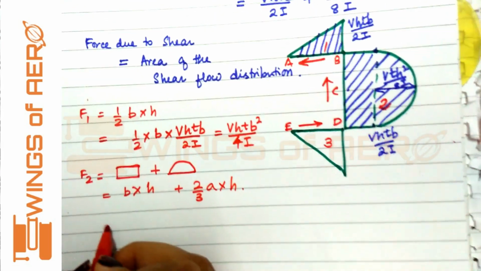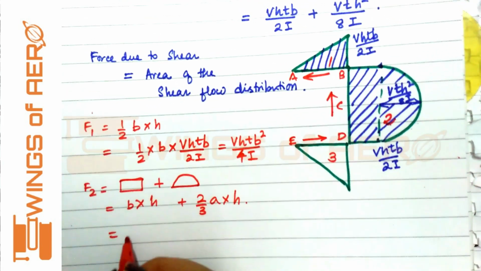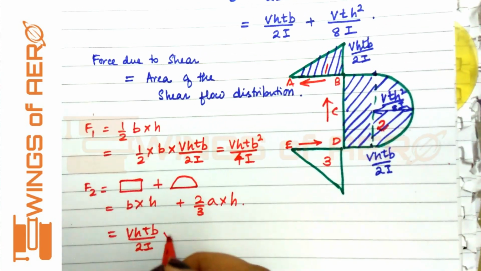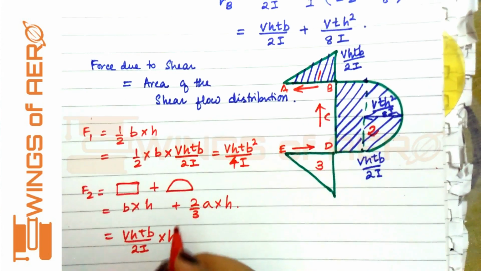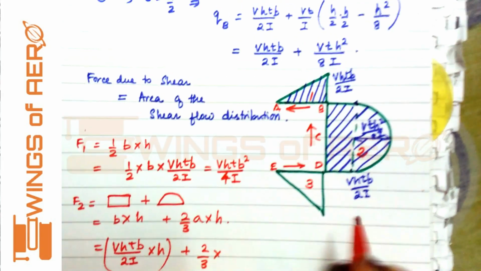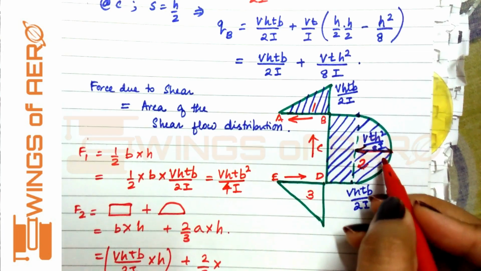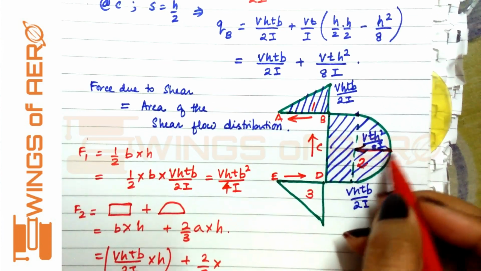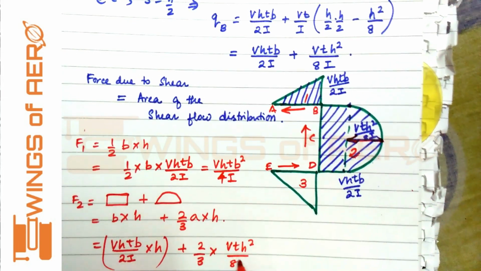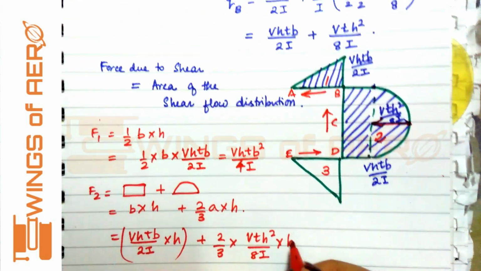Now let's apply it. What is B? B is this VHtB by 2I. And what is H? H is the height. Then we have 2 by 3. What is A? A is only this major semi-axis. So what is the value? BtH square by 8I. And what is H? H is the same.